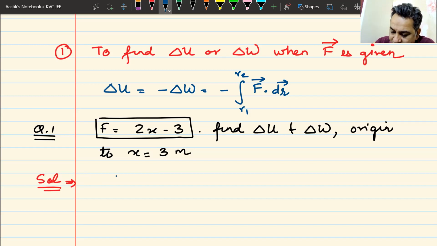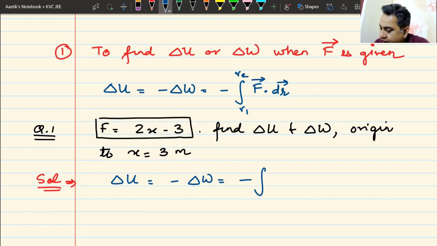I just need to calculate the change in internal energy, which is negative of work done. Just calculate any one. That will be negative of integral of F dot dr. So it will be equal to (2x minus 3) dx. We have done it so many times. I don't think we need any elaboration on that. x is varying from 0 to 3. We just need to calculate this integral.